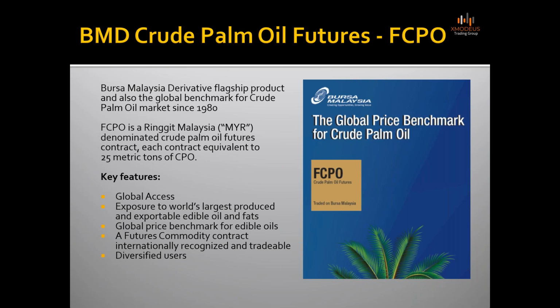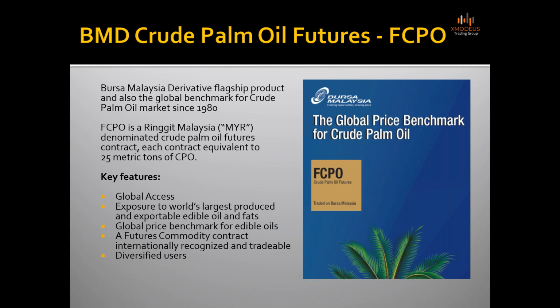Currently in September, FCPO traded 1.28 million contracts, very, very active. And a lot of these are also positions held. There's open interest in excess of 200,000 contracts. That means traders are holding positions of over 200,000 contracts at the end of September. So very, very active, and increasingly so with the volatility in the global markets.